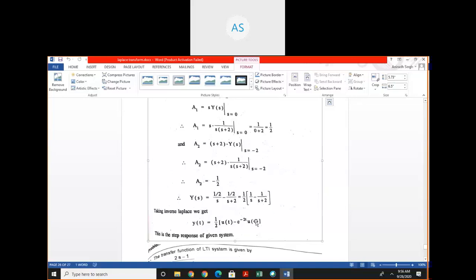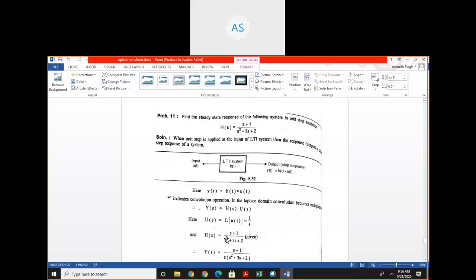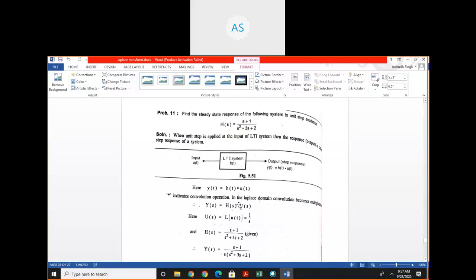Y of s is equal to s plus 1 divided by s plus 1, s plus 2. This s plus 1 and s plus 2 cancel out, and we get y of s in this form. Then we write this in partial fraction form, which is like this. So calculate the value of a1. You get the value of a1 is half, and similarly the value of a2 is minus half.